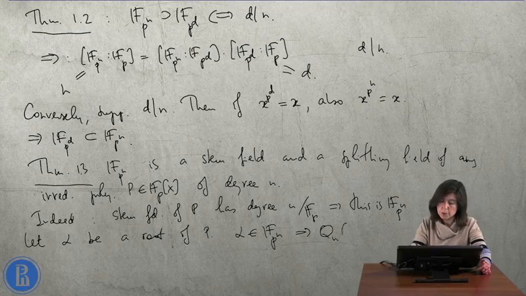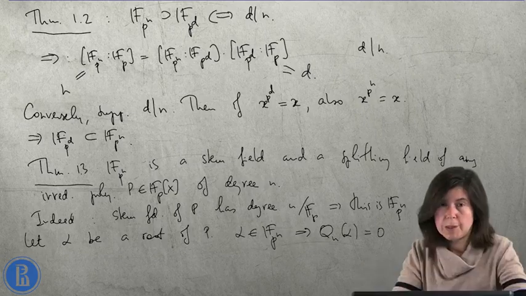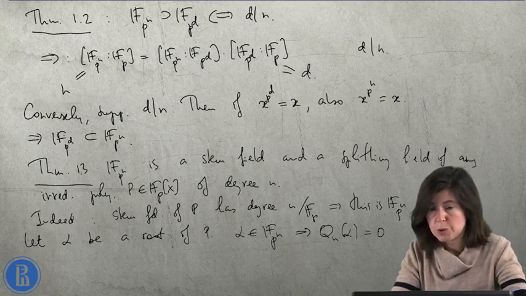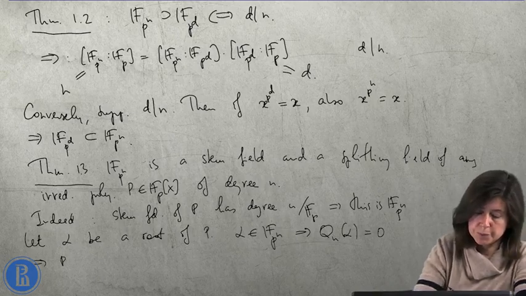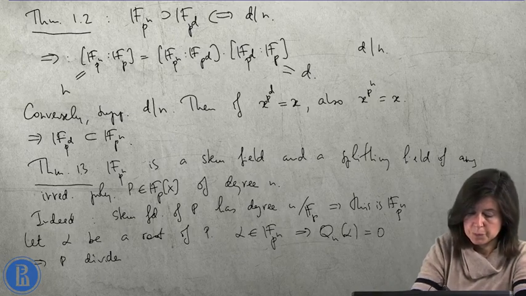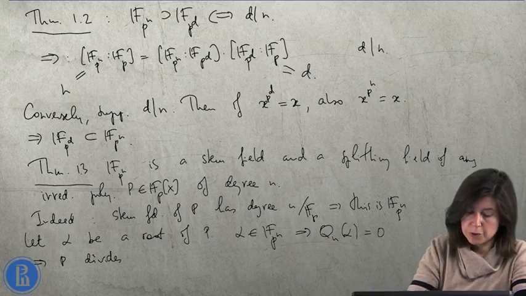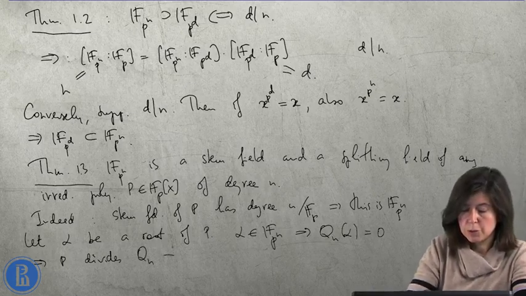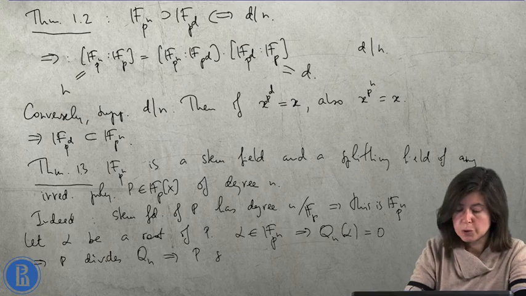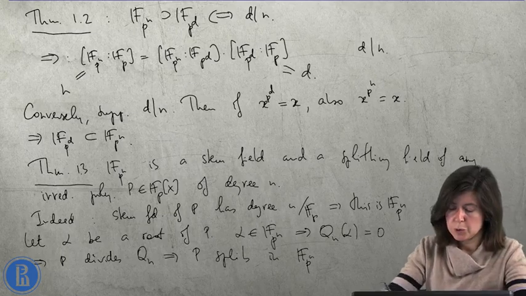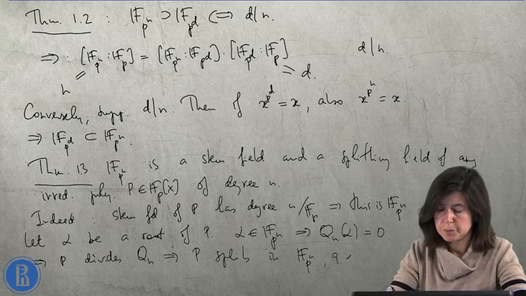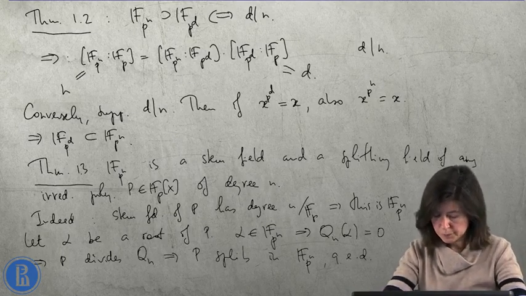Then q_n of alpha is 0, since q_n has as roots exactly all elements of F_{p^n}. So P divides q_n, and so P splits in F_{p^n}.